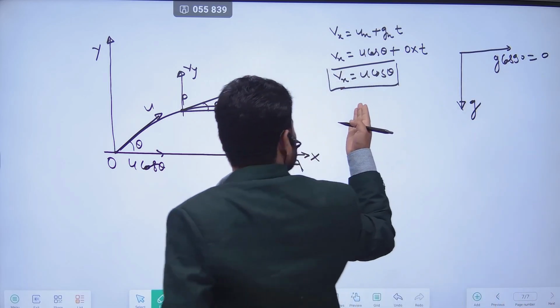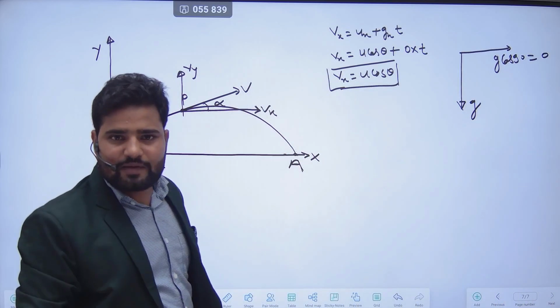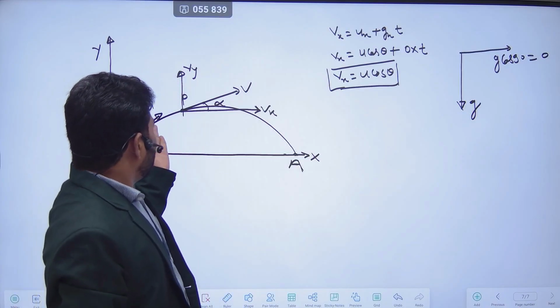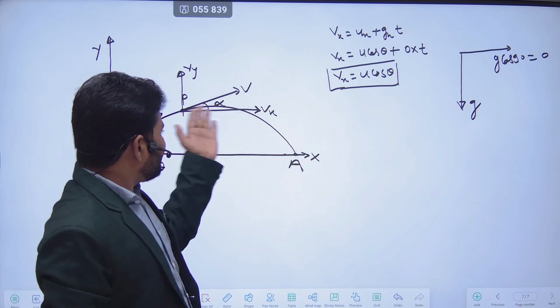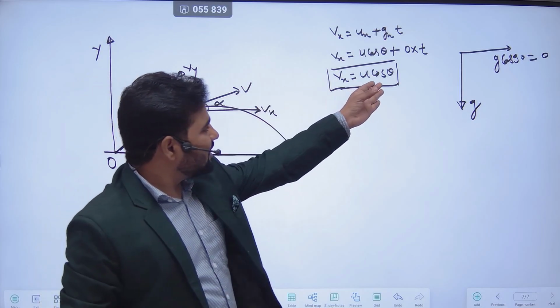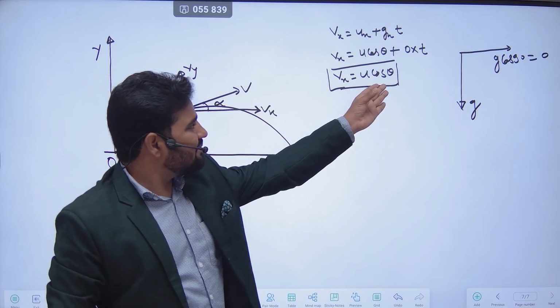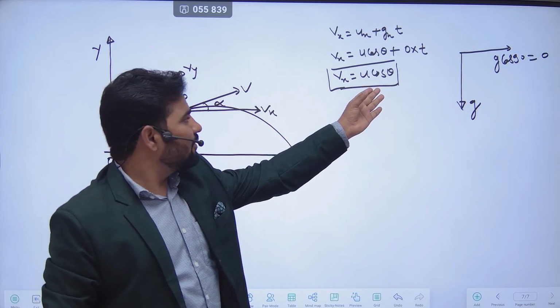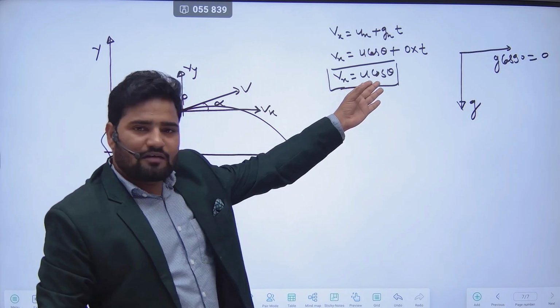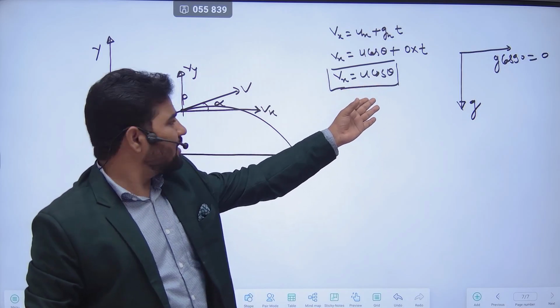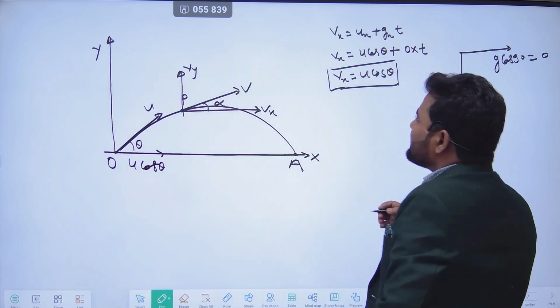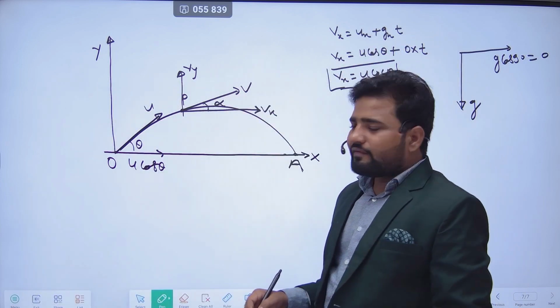Clearly we are saying that this is independent of time. No matter wherever the particle is during the projectile motion, the horizontal component of velocity always remains constant, that is u cos theta. That is the horizontal component of the initial velocity. Similarly, we can talk about the vertical component of velocity.